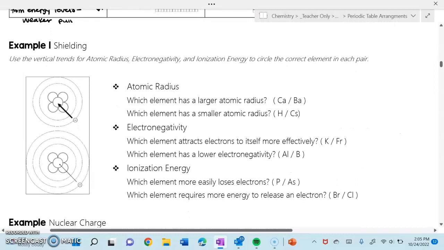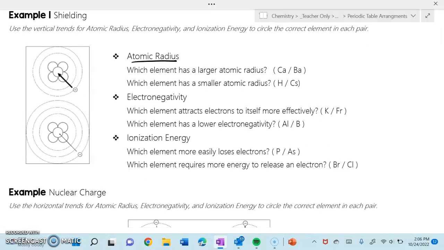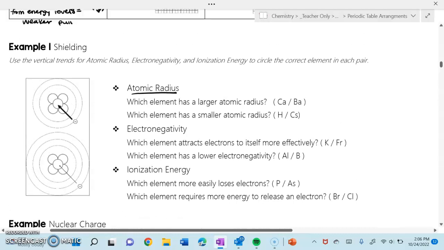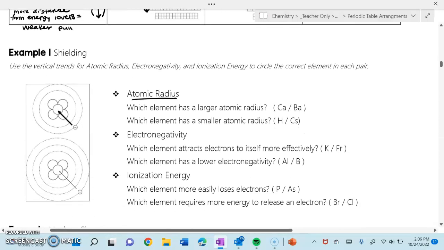Let's apply the atomic radius trend here in our examples, starting with that vertical shielding trend. And you'll need a periodic table handy for this. If you don't have one, go ahead and pause the video and grab a periodic table. The atomic radius trend we just summarized increases going down and decreases going across. The shielding property is going to be looking at the vertical trend.